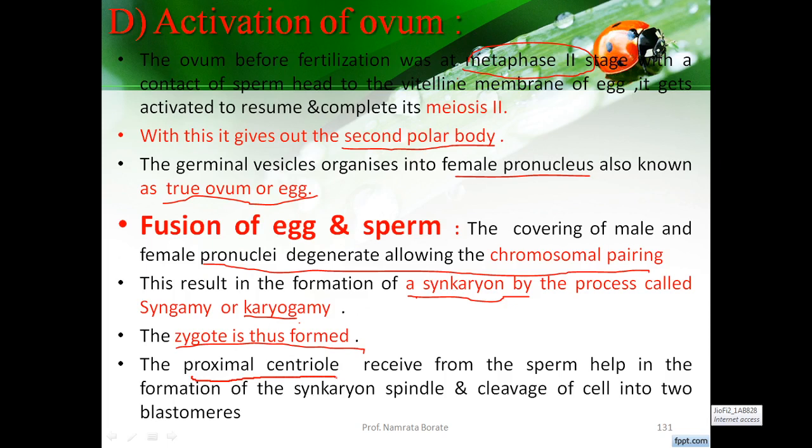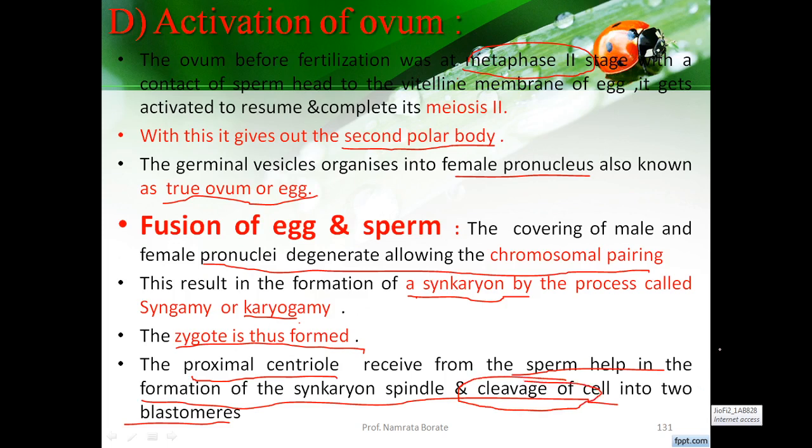It remains as it is. The proximal centriole, which it receives from the sperm, helps in the formation of the synkaryon spindle and cleavage. Cleavage means what? Division. Breaking. Division of the cell into two blastomeres. That is this proximal centriole. It plays a very important role in the cleavage of a cell.